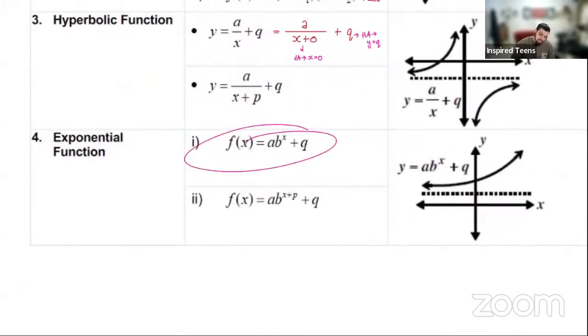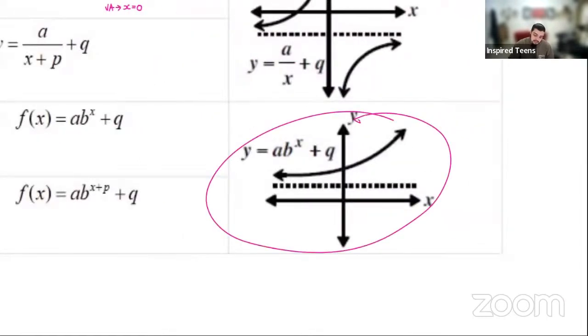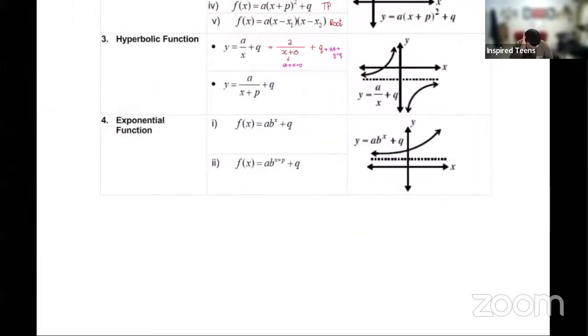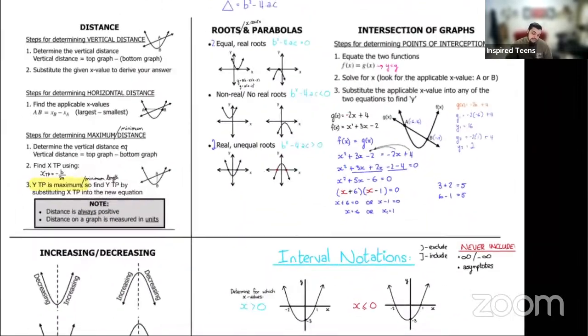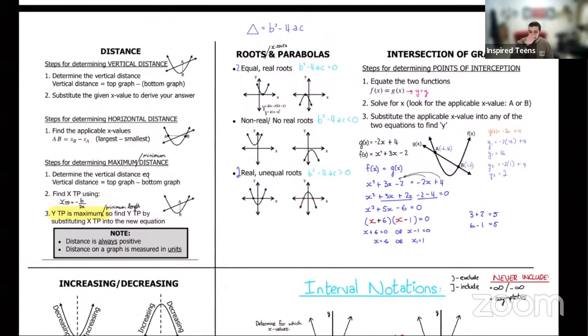Exponential function in this form or in that form. And we have one asymptote, which is the horizontal asymptote, and it has this type of shape. Okay, cool. So let's call it there. You guys can go through the summary, use it just to revise whenever you need to. And the next time I see you, we shall continue with these more difficult, challenging topics like maximum distance, vertical distance, roots and discriminant, intersection of two graphs, and so on.